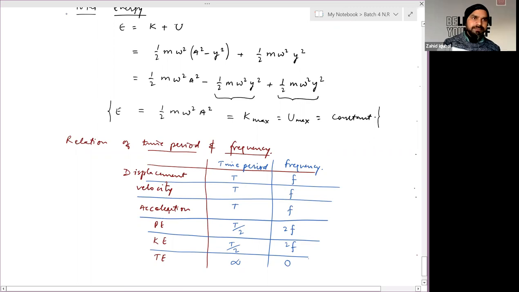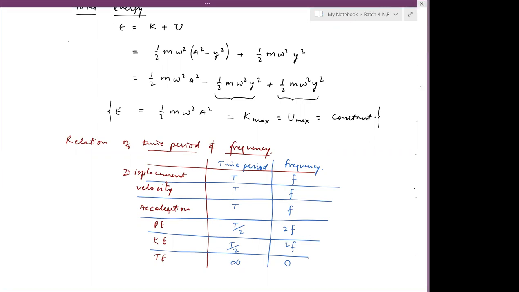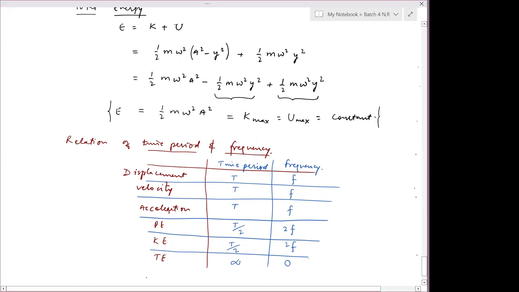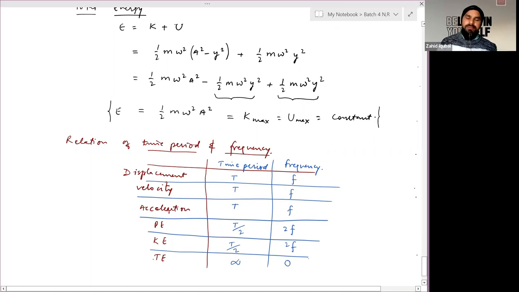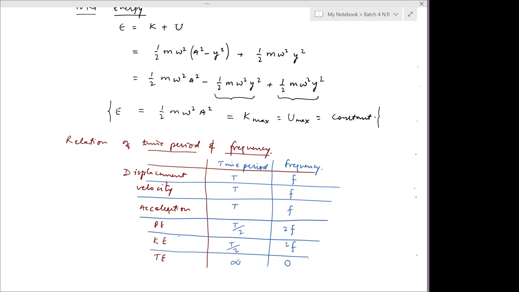Gautam, is it clear? So I did not get the last one. Total energy is constant. It means there will be no change in its quantity at any time. It means it will take infinite time to get changed by any amount, which is not possible. Hence, time period is infinite and frequency is just reciprocal of time period, so it will be 0. Is it clear? Yes, sir. Okay, just write it down.